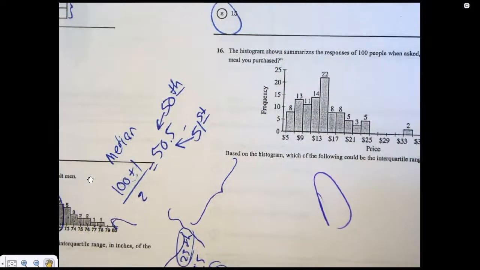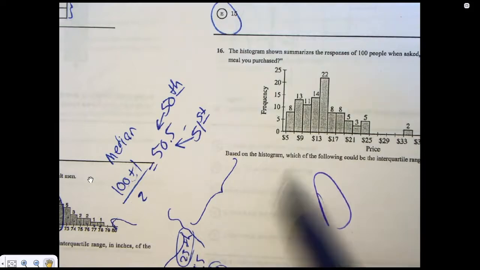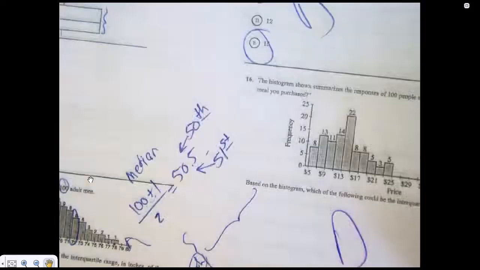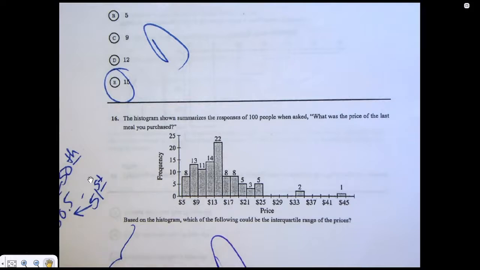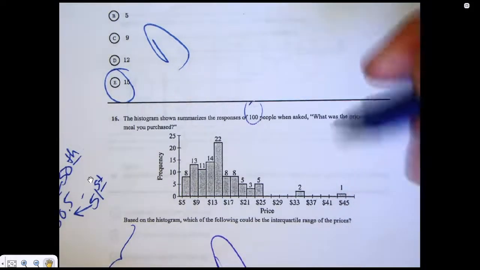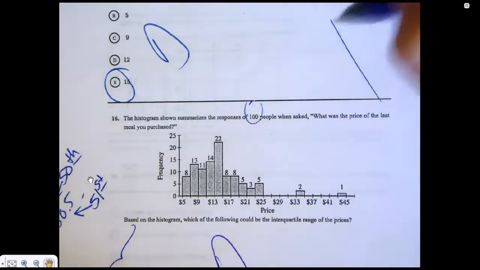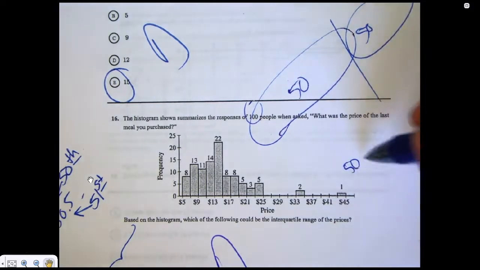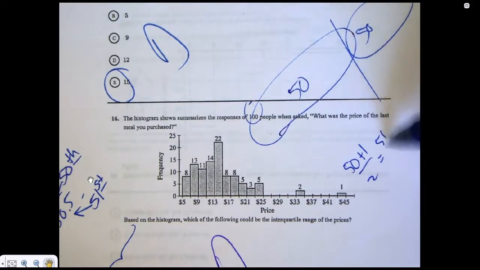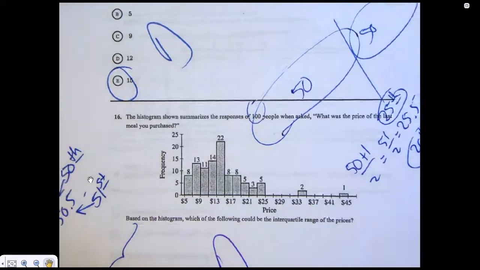All right, number 16. So what was the price of the last meal you purchased? Interquartile range. Okay. So the interquartile range, I've got to work through finding the middle 50%, between what and what. I've got 100 people, so I'm going to find that spot where there's 50 below and 50 above. 50 plus 1 divided by 2 is 25.5. So I want the 25th and the 26th number in my list, and average those two together.